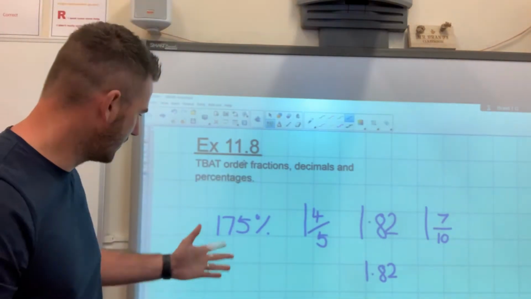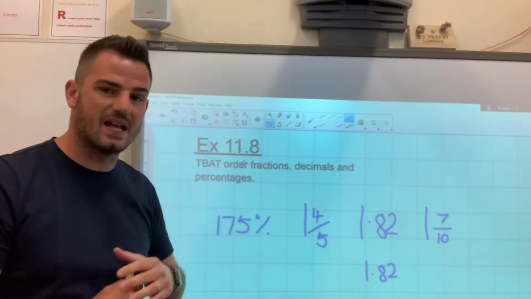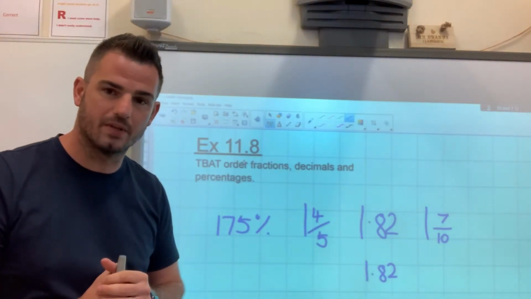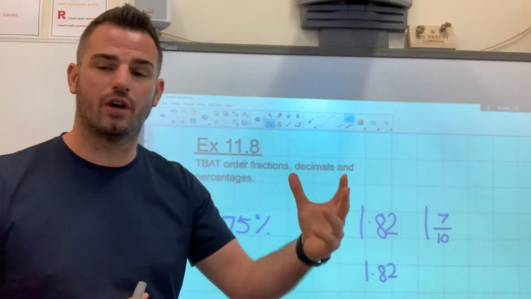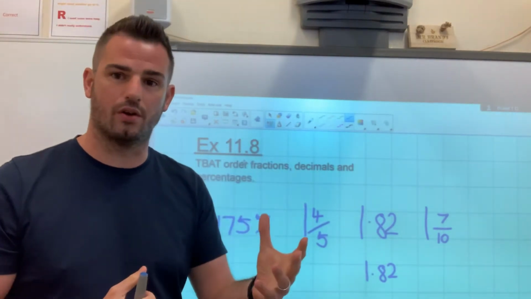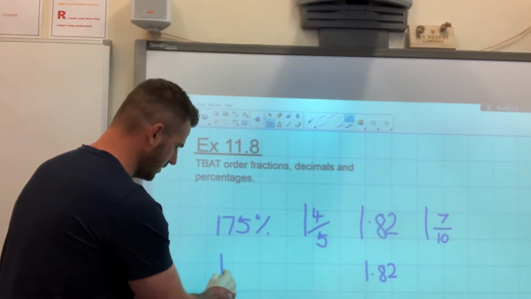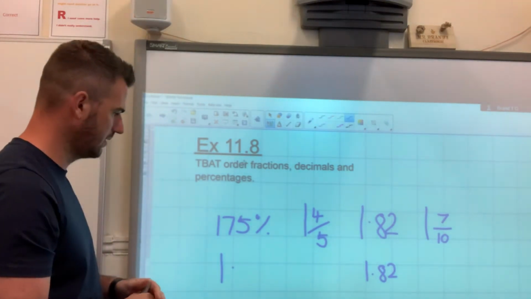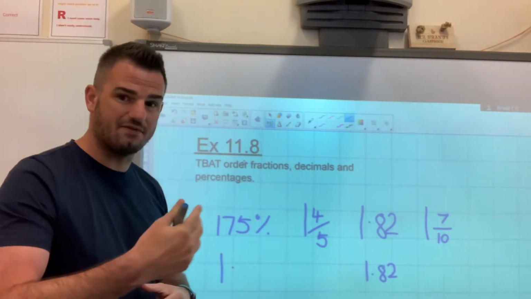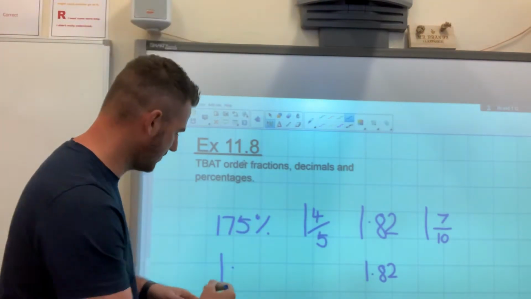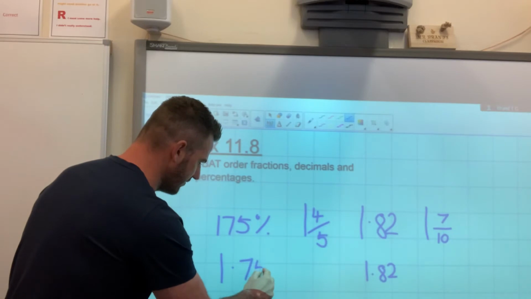The next one, 175%. We know here we've got more than our 100. We've got more than one whole. So we've got 1 point, and then here we know we've got 75 out of 100 still left. So we've got 1.75.